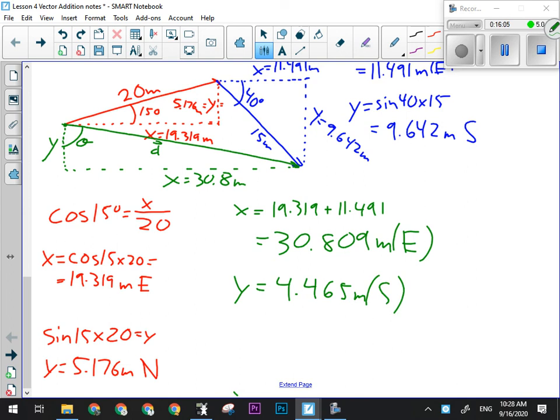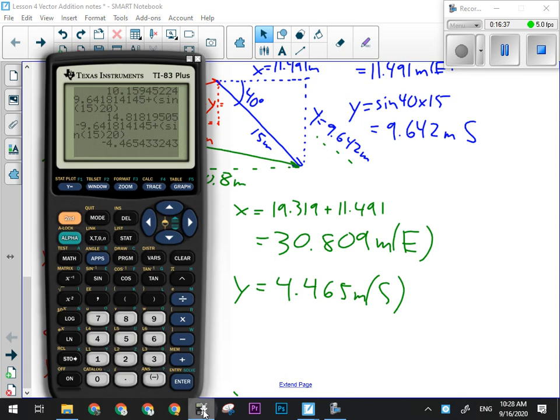Okay, and all we did there was add the 5.16 to negative 9.642 in order to get that one. All right, so now I have two sides of this triangle. Can I figure out my total displacement now? I do Pythagorean theorem. I've got the two sides of that triangle now. So I'm going to take the 30.8 squared plus 4.65 squared, and that'll give me D.